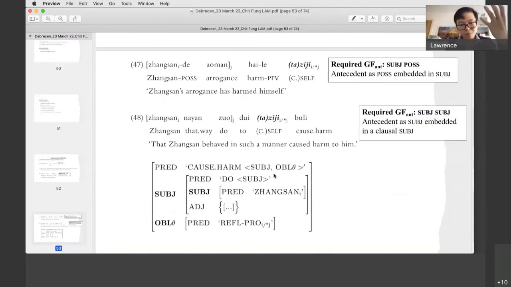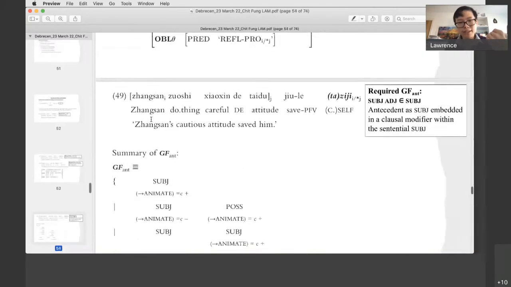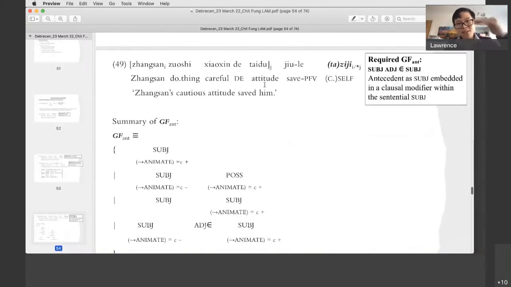First of all, if we want to use an LFG approach to handle binding, we need to draw the F structure, and then inspect it and ask, what is this one? So it's a subject within a subject, a subject within a subject in a subject clause. And we use different examples to capture this kind of relationship.